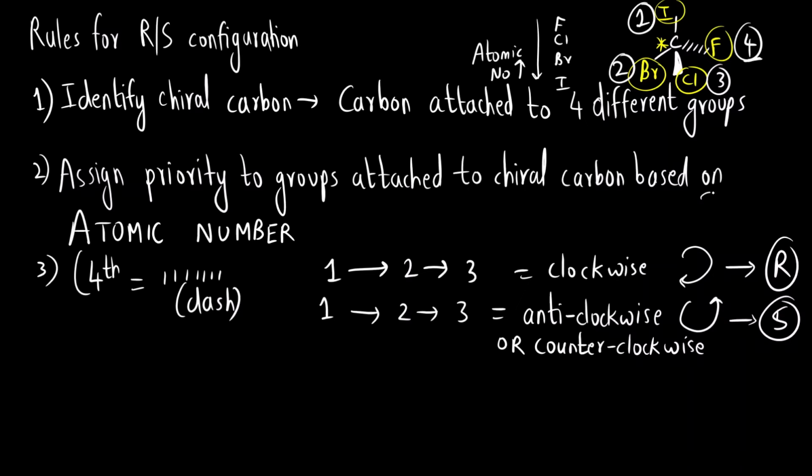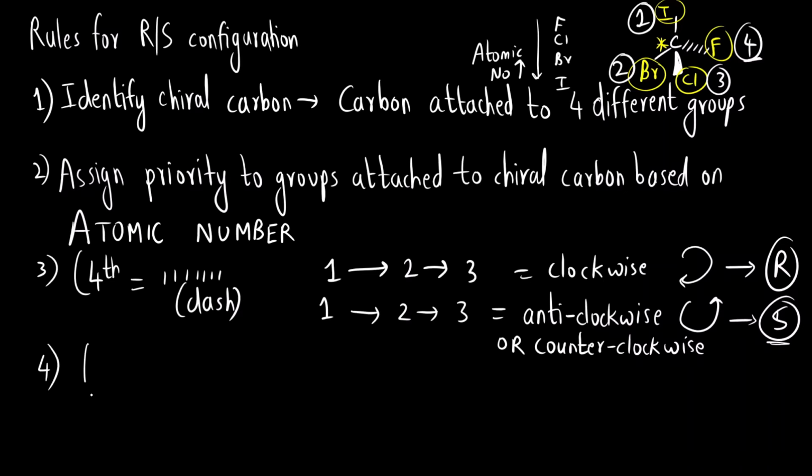So you can see R is moving in the right direction, like a clock, so this is called R. And in the anti-clockwise direction, it will be S. This is if the fourth priority group is on the dash bond.